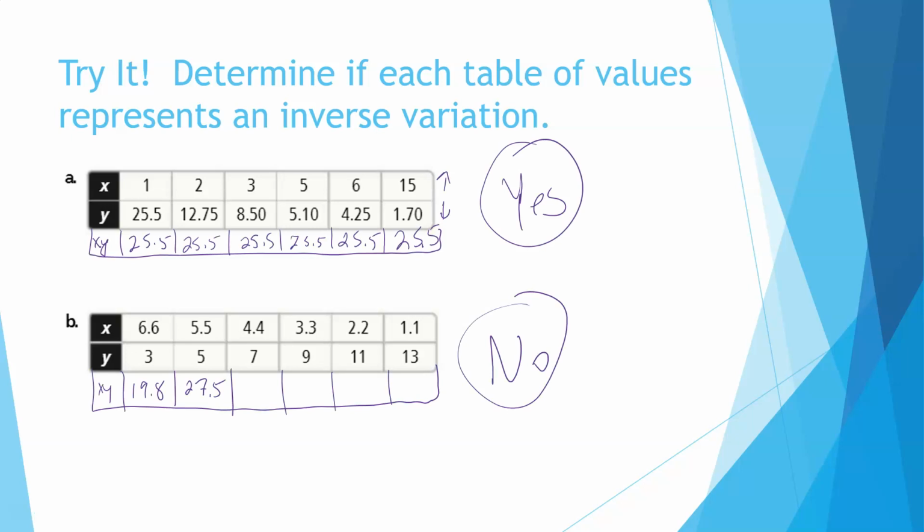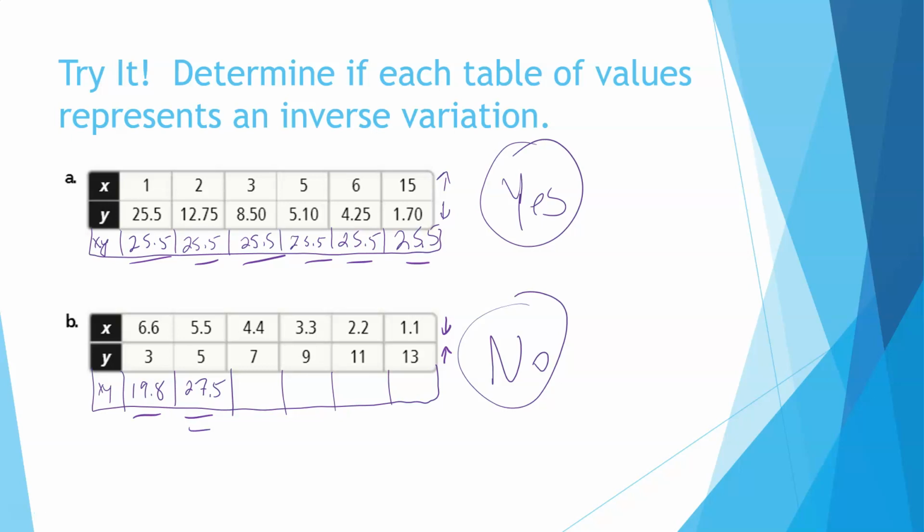Hopefully you got that the first one was yes again, and the second one was no. In both cases, the variables were going opposite directions, so that was good. One was going up, one was going down. But when we look at the first table, the product of x and y was 25.5 for all of these, and in the second, the first product was 19.8, and the second was 27.5, so I stopped there and said no.